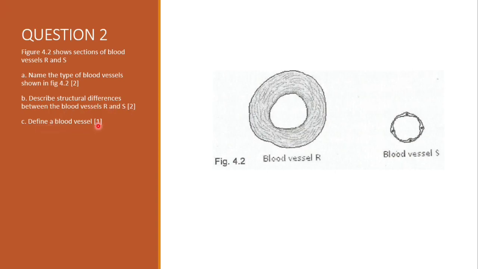Define a blood vessel. 1 mark. A blood vessel is simply a tube that carries blood around the body. That's what a blood vessel is.